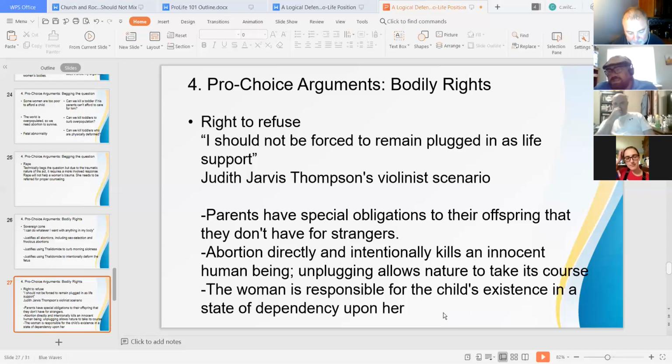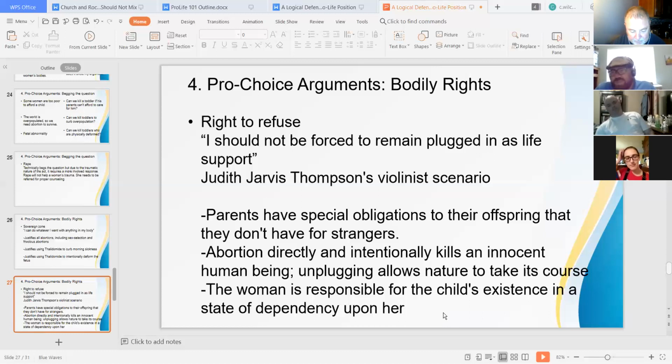One of the things about Thomson's analogy is it really relies on the idea that parents have no special obligations to their offspring, that the only obligations they have are ones that are chosen. But this idea is just untenable. Children come into the world naturally helpless and needy, and who else should be responsible for that child but their own parent?